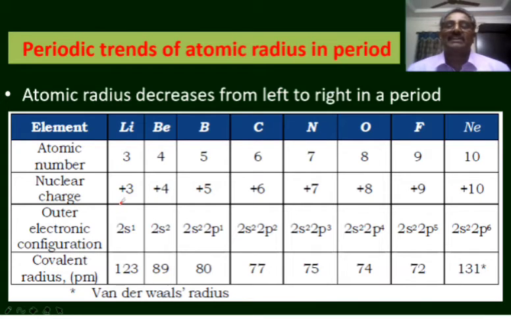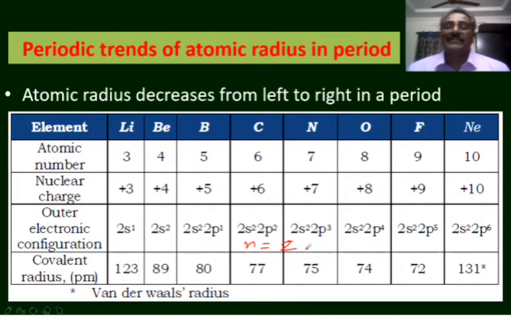The nuclear charge is same as the number of protons present in the nucleus, that is atomic number. The nuclear charges of these elements are +3, +4, +5, +6, +7, +8, +9, +10. Their electronic configurations are 2s1, 2s2, 2s2 2p1, 2s2 2p2, 2s2 2p3, 2s2 2p4, 2s2 2p5 and 2s2 2p6. From these you can understand that the outer shell is same for all the elements.